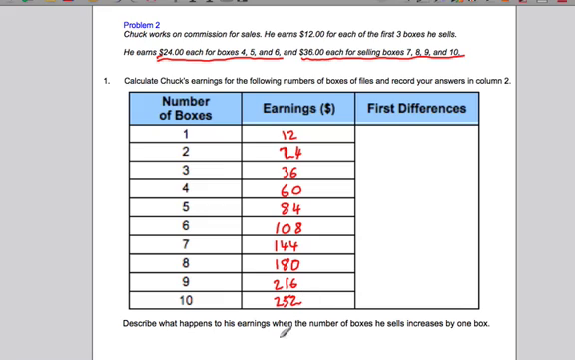And what happens to his earnings when the number of boxes he sells increases by ones? All we can say here is that earnings increase. So we can say earnings increase, but we can't say that it increases by a specific amount. All right, going on.